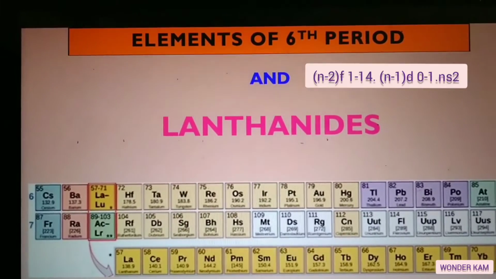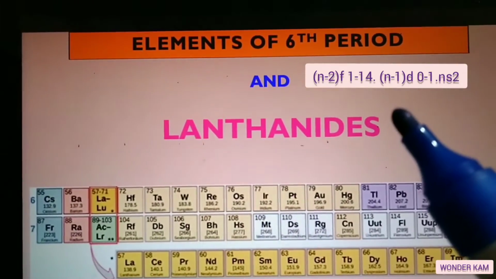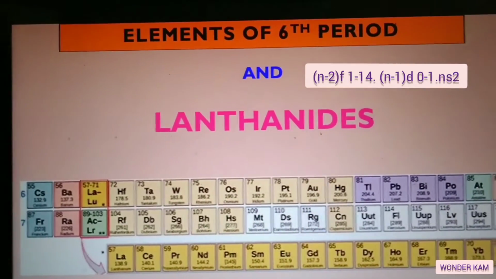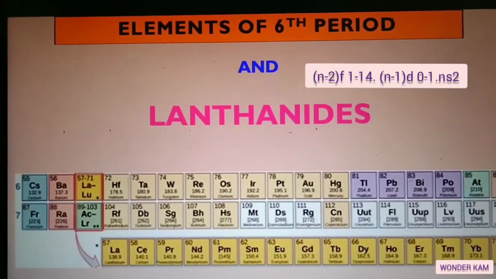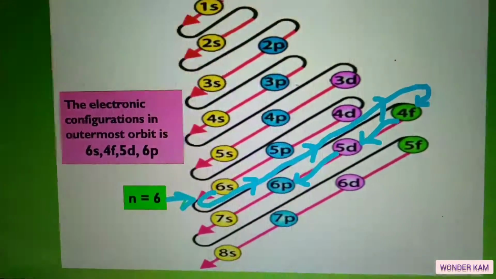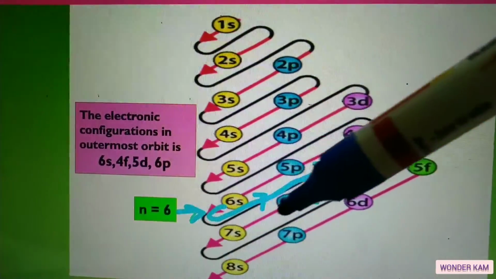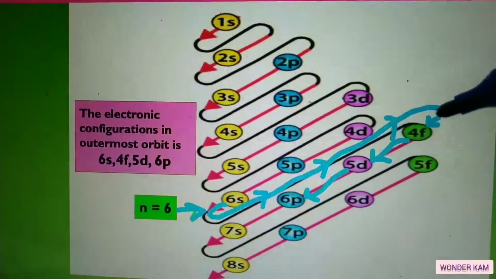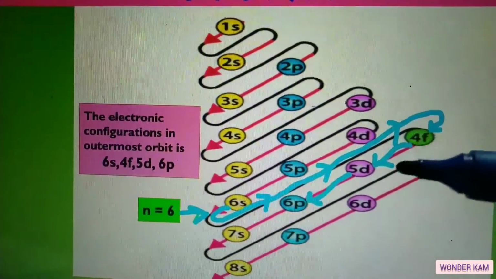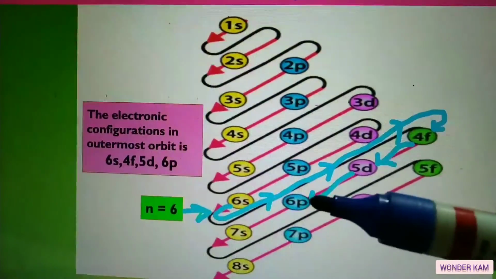The general electronic configuration of the outermost orbital is (n-2)f1 to 14, (n-1)d0 to 1 and ns2, where n is 6. You can see here the electronic configuration of the outermost orbit of the sixth period. You can see 6s, 4f, 5d, 6p. But 6d is not there as it has higher energy than even 7s.